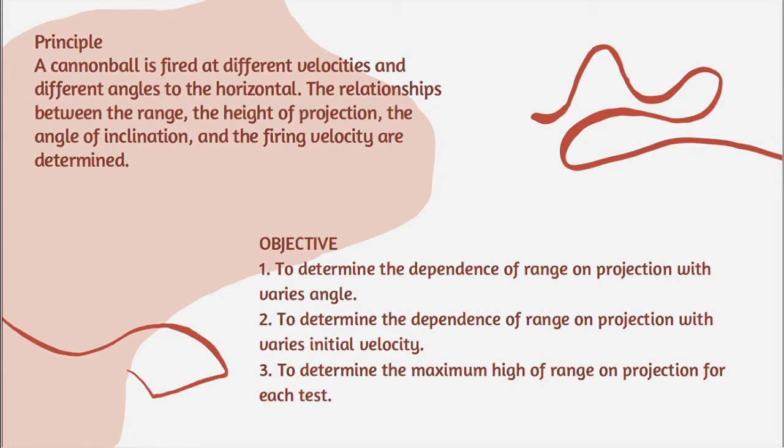The objective of this experiment is, first, to determine the dependence of range on projection with various angles which have been set, that is 70 degrees, 45 degrees, and 30 degrees. Second is to determine the dependence of range on projection with various initial velocities, that is 7 meters per second, 12 meters per second, and 15 meters per second. And last is to determine the maximum height of range on projection for each test.